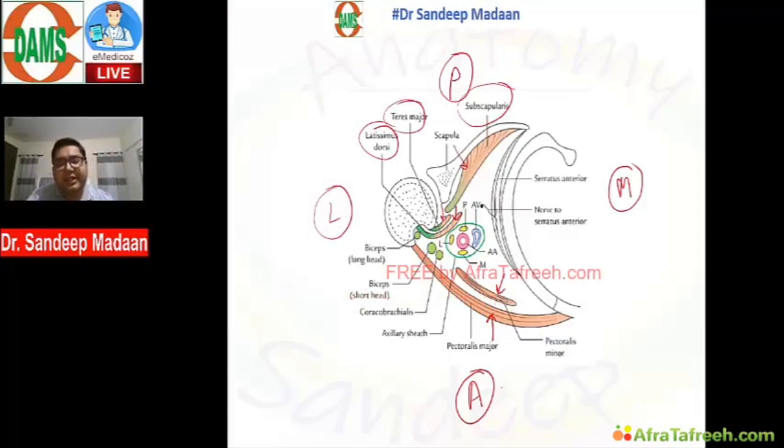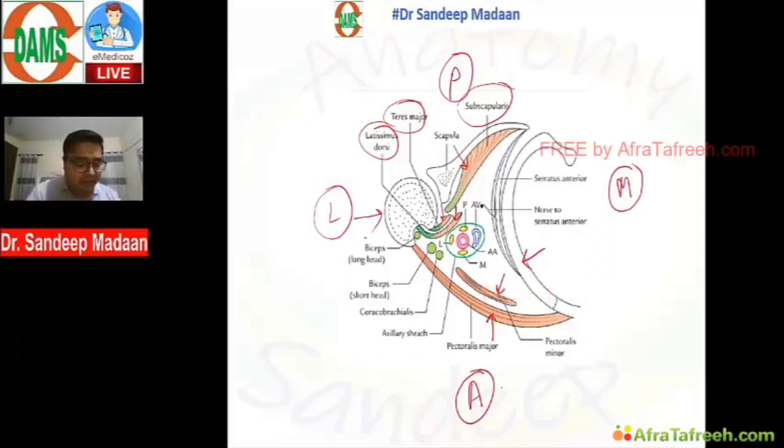Do you appreciate? This is about the anterior and the posterior wall. Fine. What about the medial wall? Medial wall is made by the ribs. So upper 4-5 ribs make the medial wall, which is covered by the serratus anterior. What about the lateral wall? Lateral wall is made by the humerus.